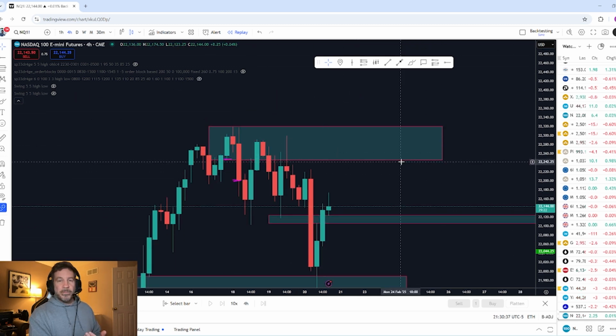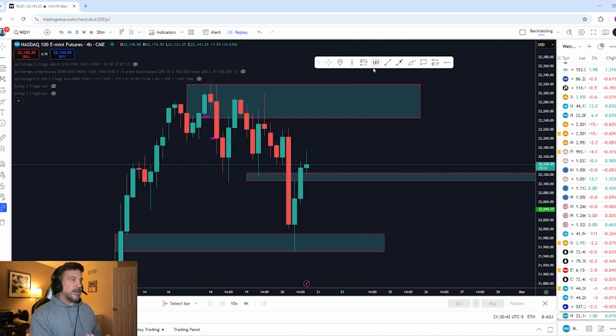The next thing I'm looking for are untested 4-hour fair value gaps. I've drawn one right here live, as we are in the evening and this is forming, as a potential area of interest for me. So I mark up the 4-hour order blocks and then the 4-hour fair value gaps.